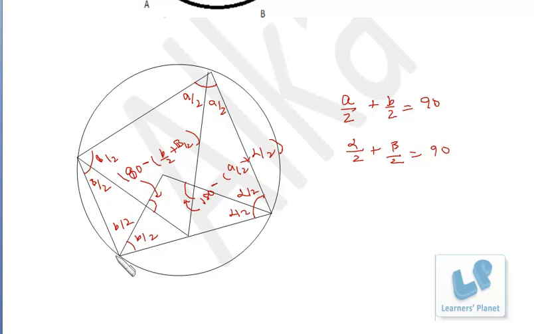Now we can see this triangle. Now if this angle is beta by 2, this angle is B by 2, that means this angle must be 180 minus (B by 2 plus beta by 2), right? Now this and this, both of them are vertically opposite angles. So this angle and this will be the same. So this angle is also 180 minus (B by 2 plus beta by 2). Similarly, this angle will be 180 minus (A by 2 plus alpha by 2), right? And this angle and this angle are vertically opposite. So this angle will be 180 minus (A by 2 plus alpha by 2).